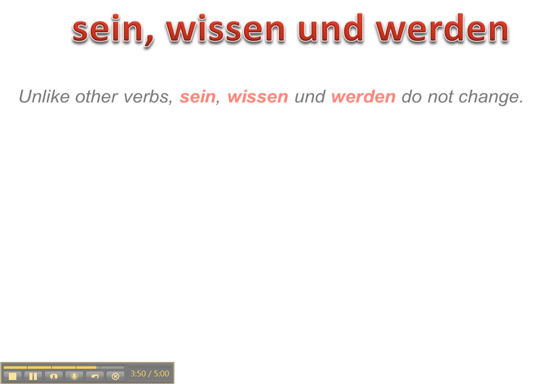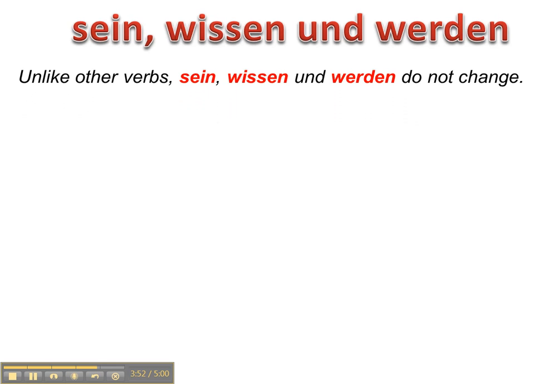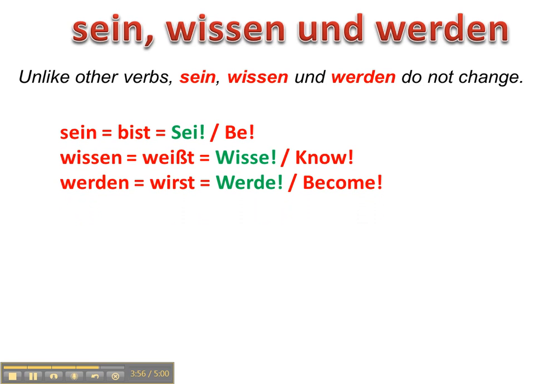Okay, for sein, wissen und werden. Unlike other verbs, sein, wissen und werden do not change. So, even though in the you form of sein it's du bist, you don't use that. You just say sei. It comes directly from the infinitive. Sei gut. Wissen, wisse. Und werden, werde.